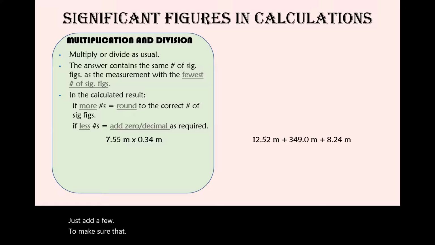So let's look at this example. We have 7.55 times 10 to the power of 0.34. When you do the multiplication, you get 2.567 meters. So let's count the significant figures in this case.